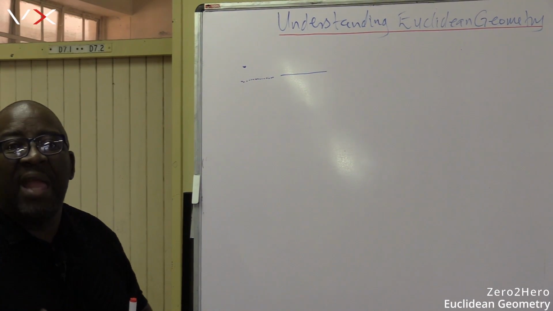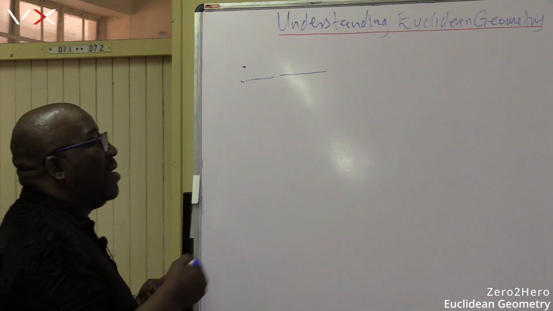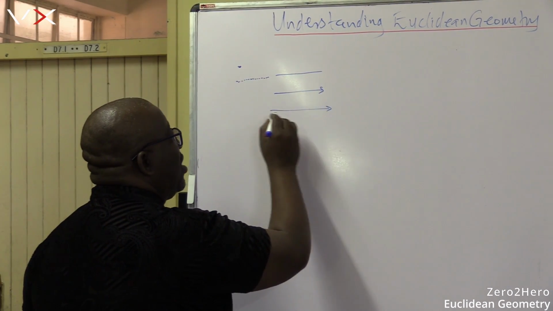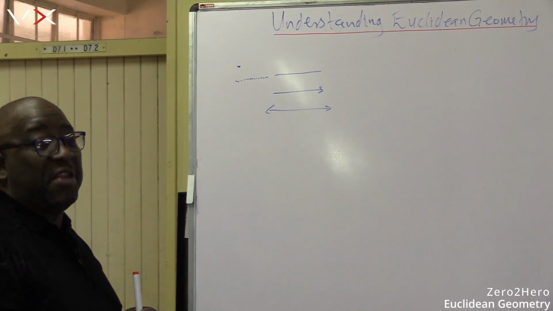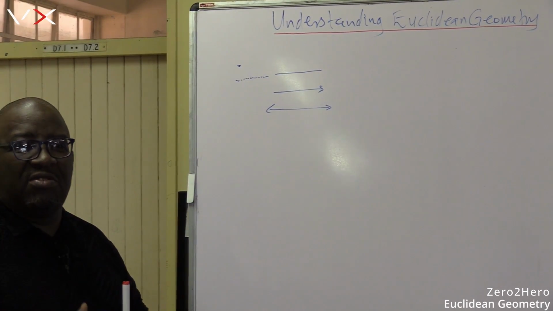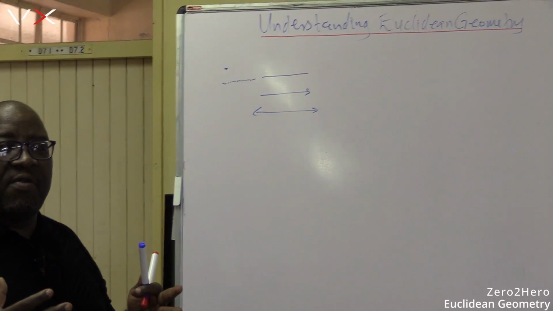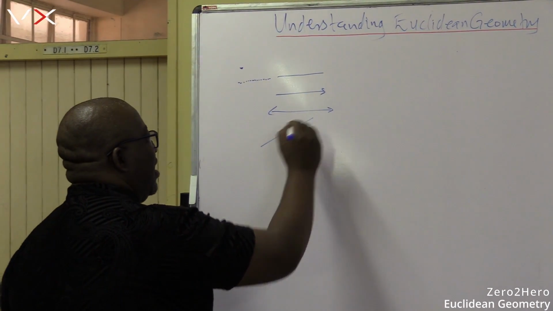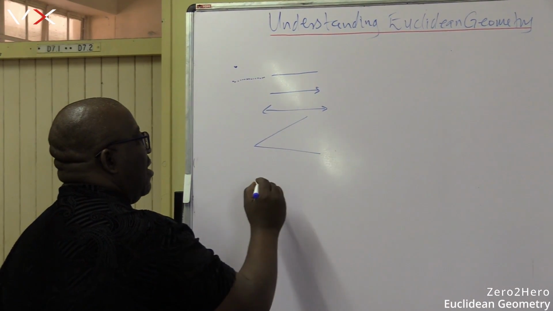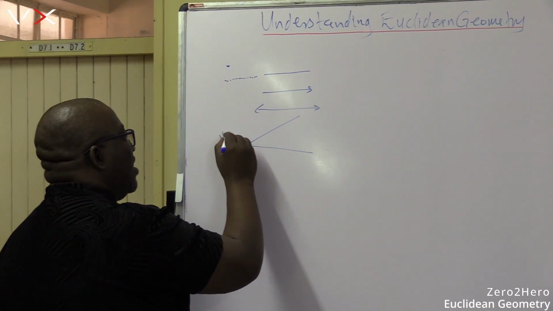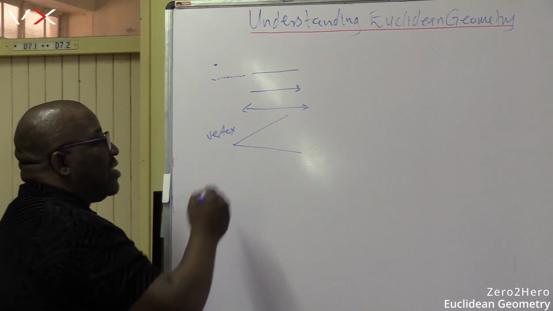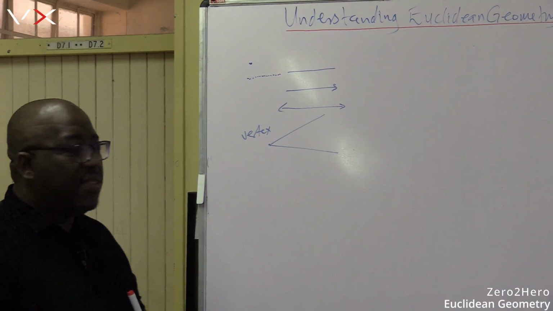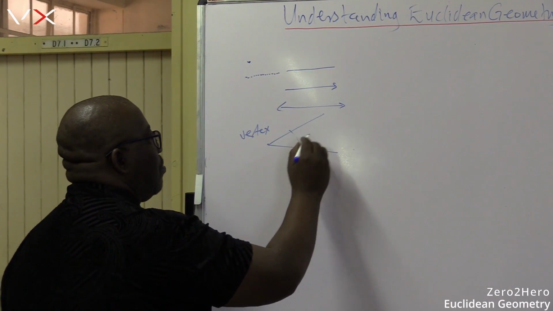We've got 3 types of line. The first one is called the line segment. This one is called a ray. This one is called a straight line. Remember, all this originated just from a point. And if you put 2 lines together at a common point, this is a line, this is another line, and this point here is called a vertex. Something is formed. What is formed there? An angle. This is called an angle.